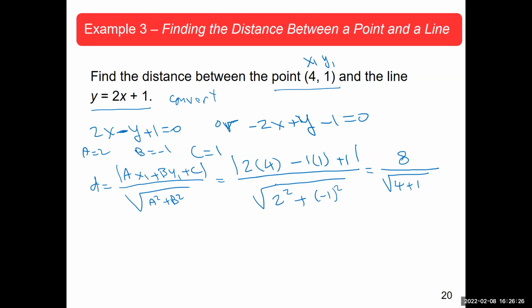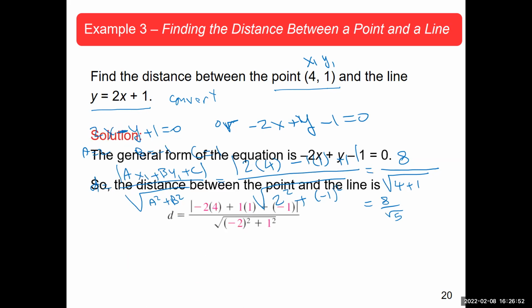That is the distance. You can use your calculator to find the answer: 8 divided by square root of 5. And if I use the other one, all these signs will be flipped. So it doesn't matter because I'm using absolute. That is the distance. Okay, the answer was 3.58 units.